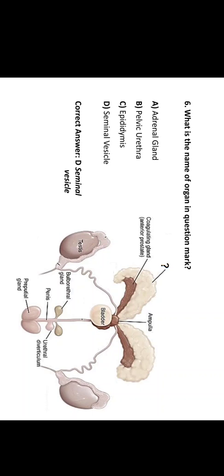Okay. Next one is, epididymis opens into a tubular structure called ___. Options are option A, vasa efferentia, option B, vasa deferentia, option C, urethra, and option D, seminal vesicle. So the correct answer of this question is option B, vasa deferentia.